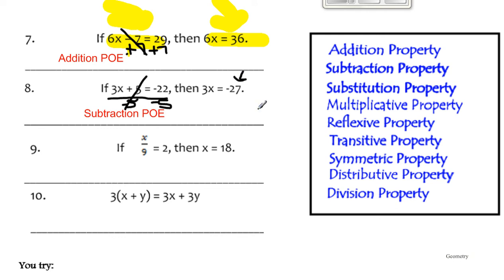All right, try number 9. How do we get from this side of the equation, the if, to our conclusion, the then? Pause the video and tell me what you think.